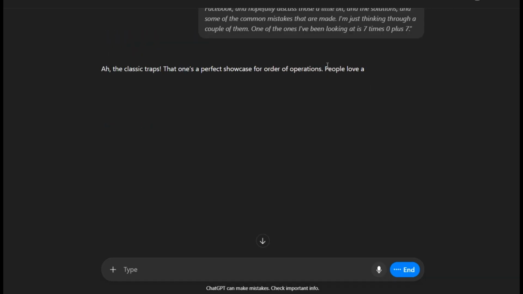The classic trap. That one's a perfect showcase for order of operations. People love adding first, but multiplication always has the spotlight. Let's break it down and bust those myths.